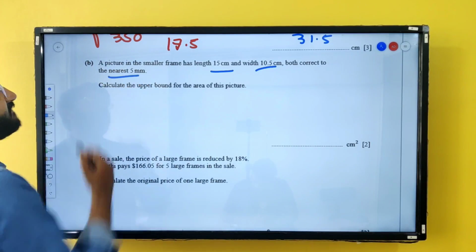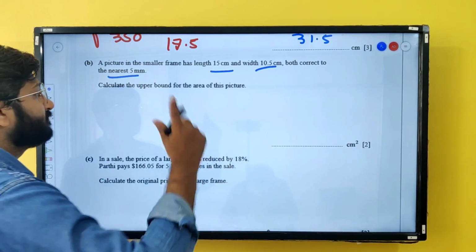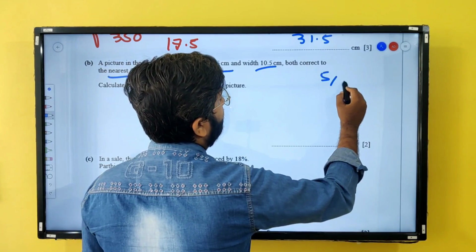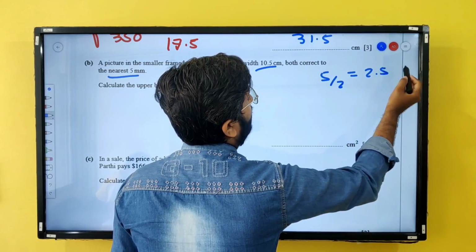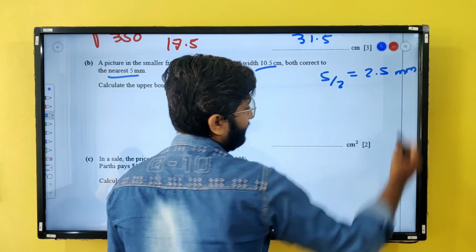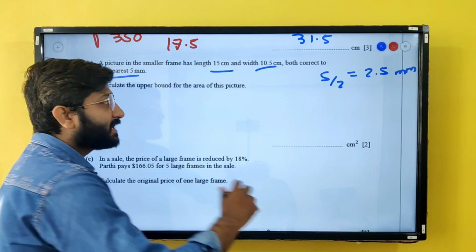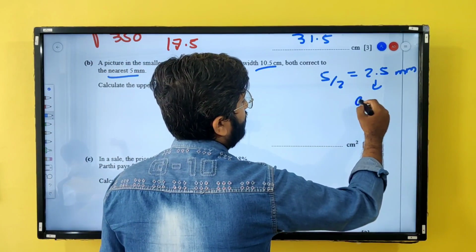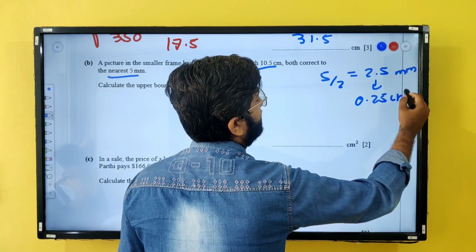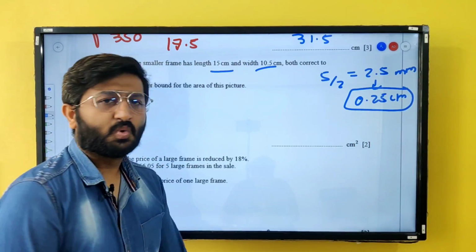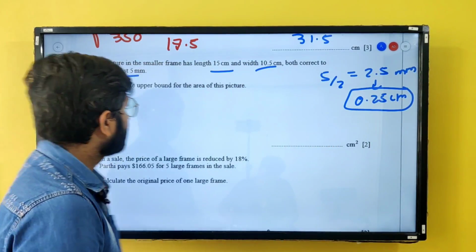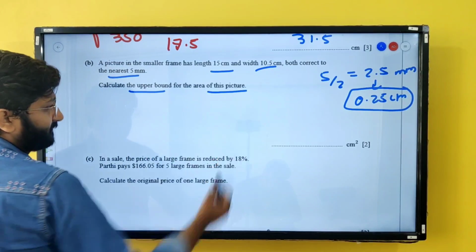Next, a picture in a smaller frame has length 15 centimeters and width 10.5 centimeters, both correct to the nearest 5 mm. Nearest 5 mm means 5 divided by 2, which is 2.5 mm. Now in order to make it into cm, this is going to be 0.25 cm, because 1 centimeter is 10 mm. Find the upper bound of the area.